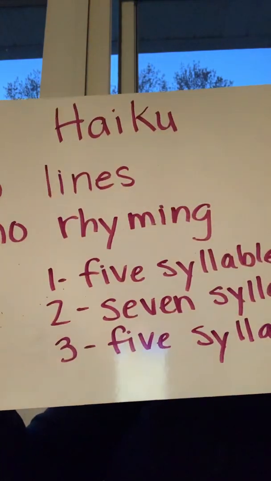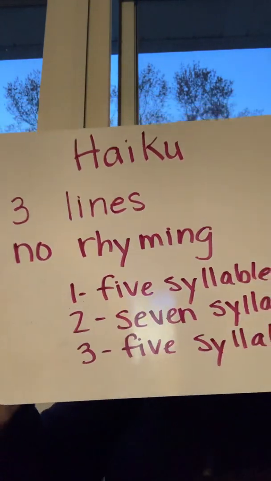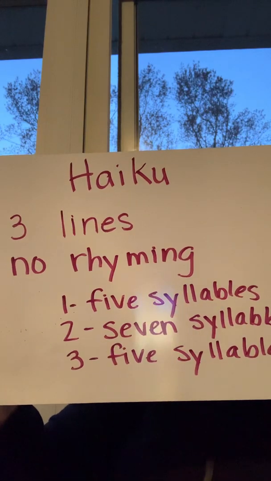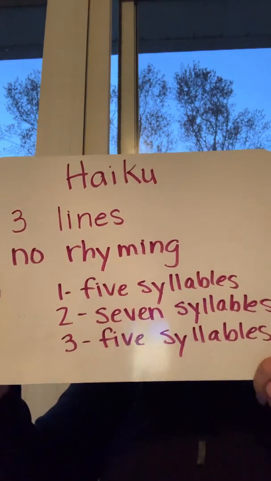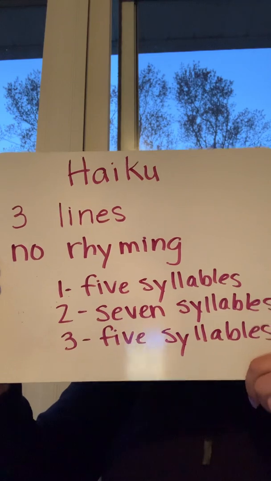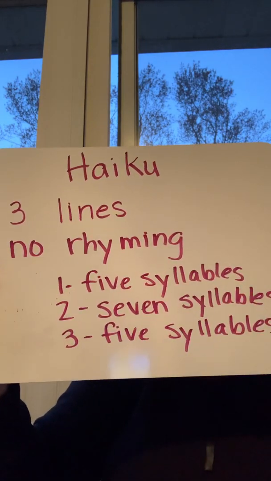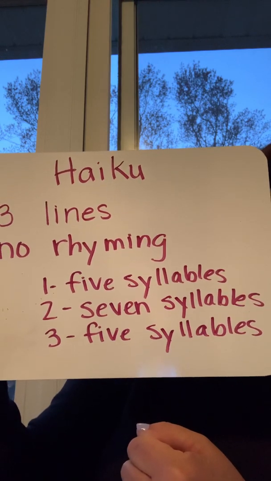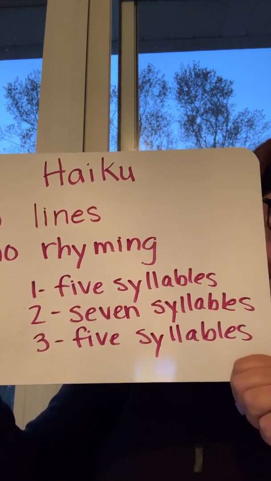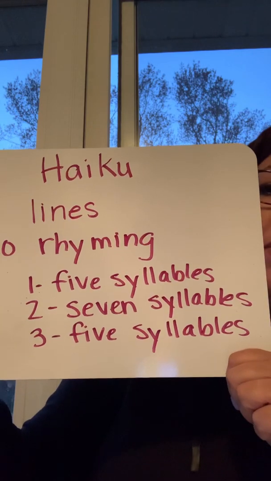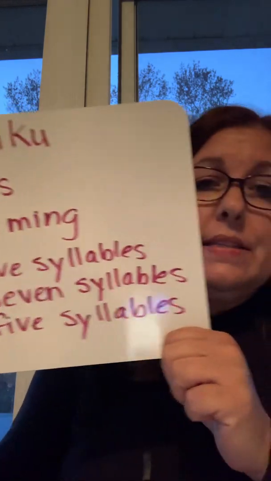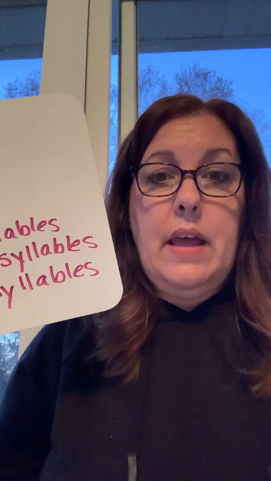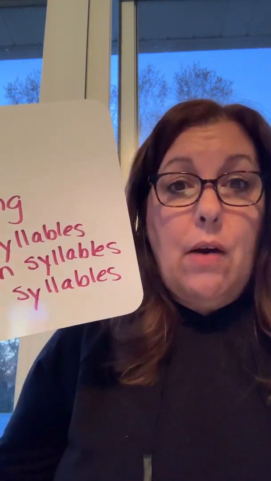The poem that we're going to talk about today is called a haiku poem. This is a 3-line, non-rhyming form of poetry. It originated in Japan. The first line has 5 syllables. The second line has 7 syllables. The third line has 5 syllables. Remember, a syllable has 1 vowel, and sometimes you can clap out syllables.